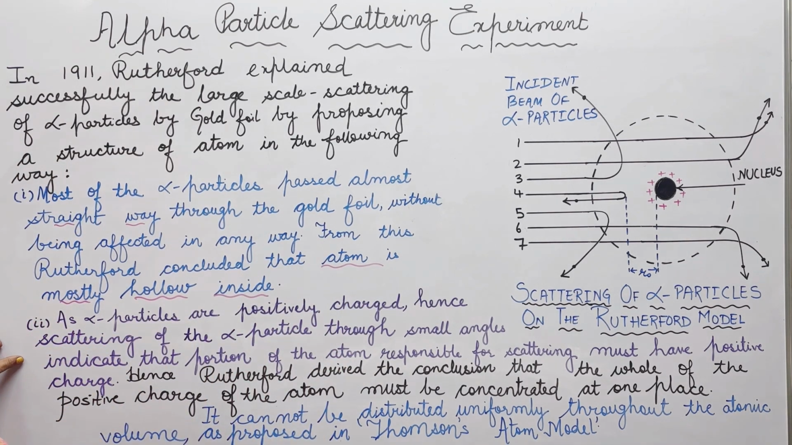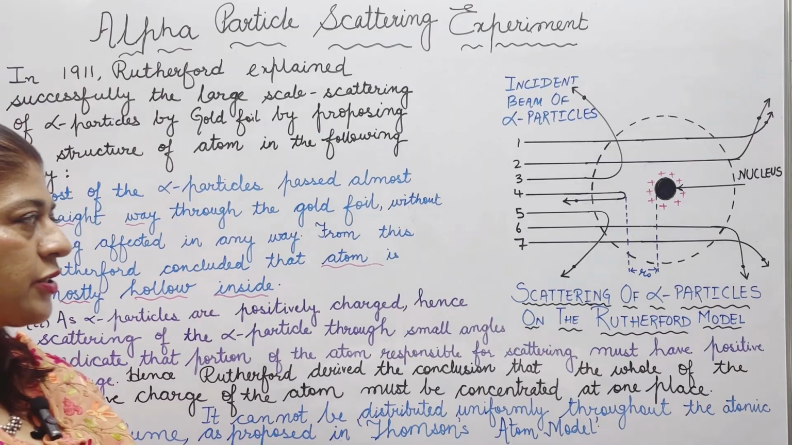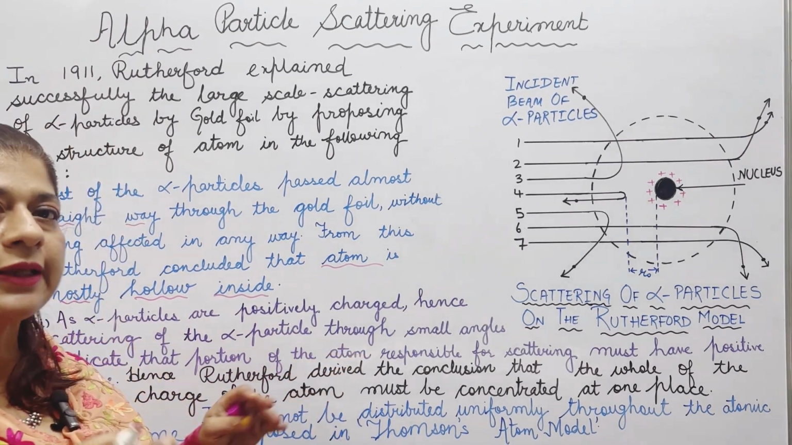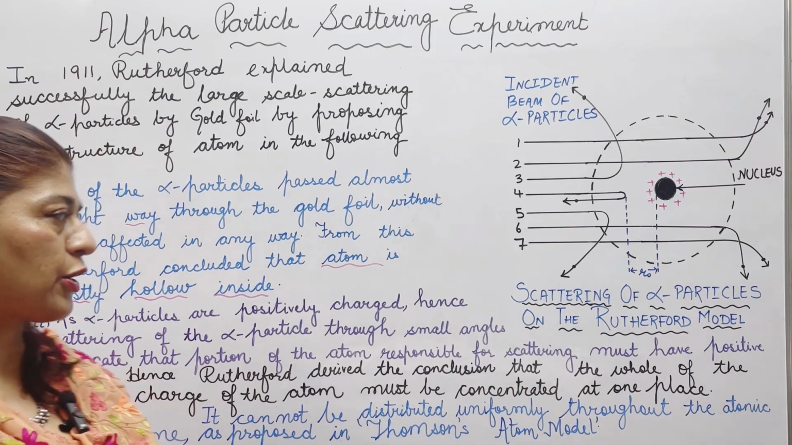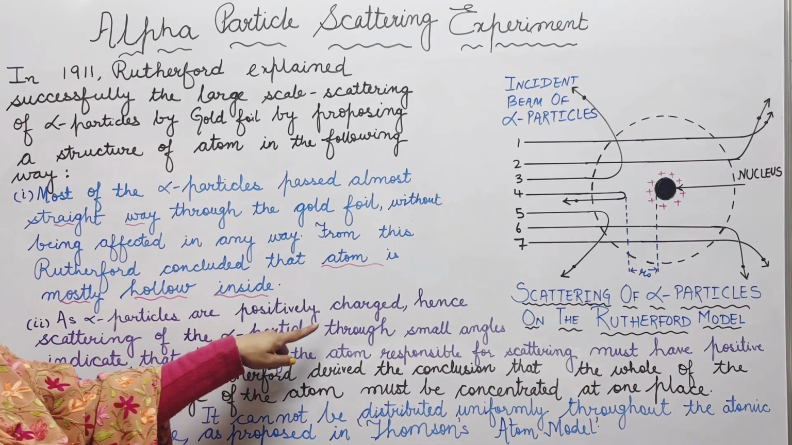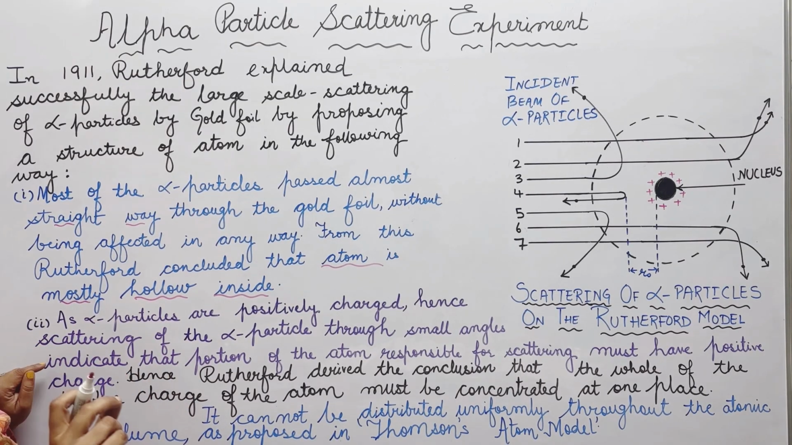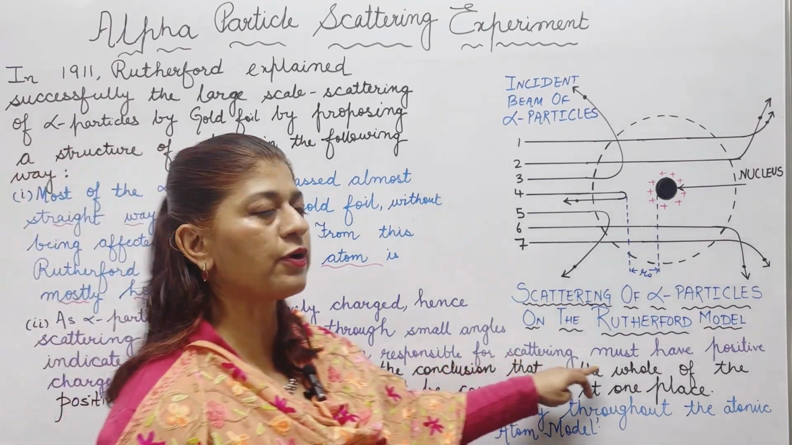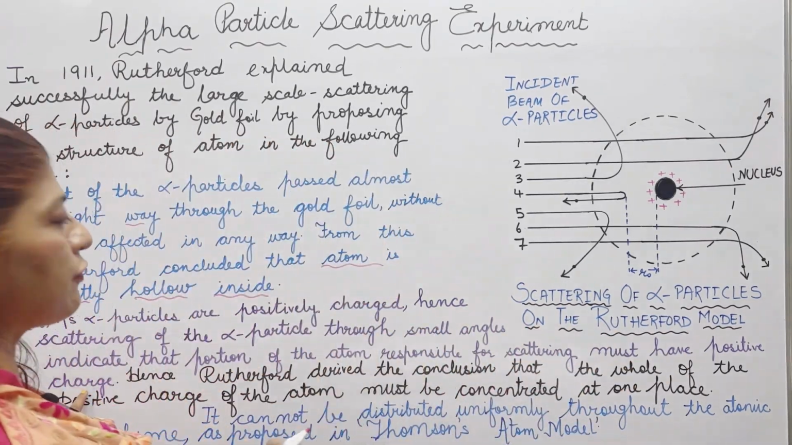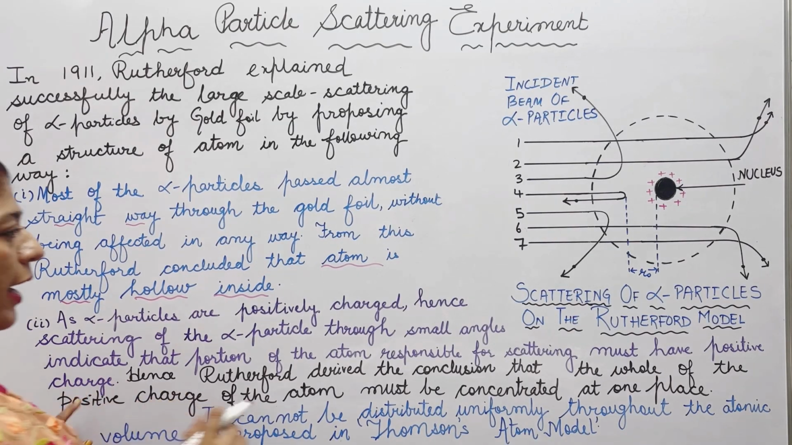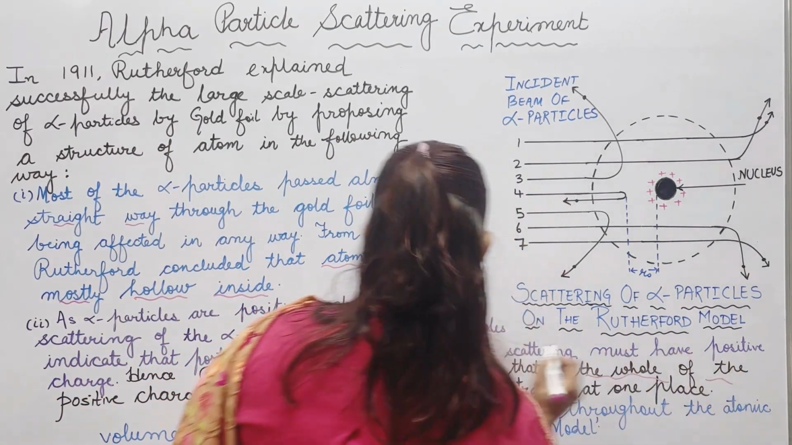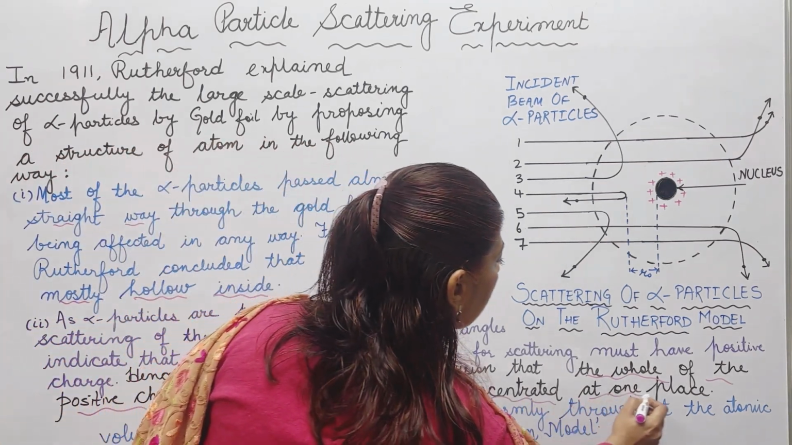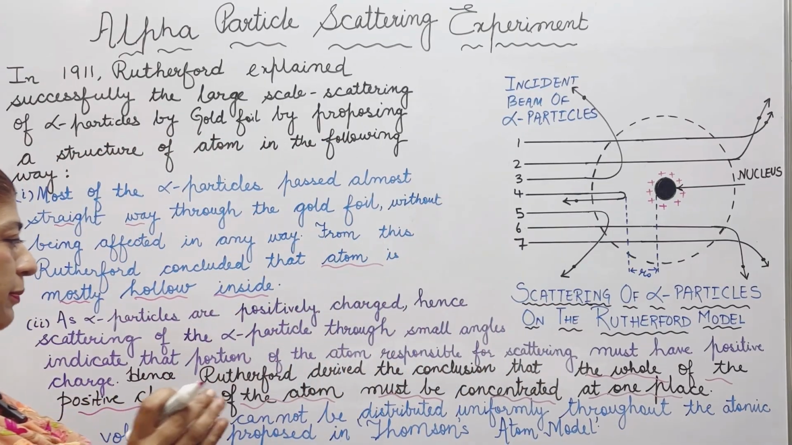Second thing is this: the alpha particles are positively charged, and when they are scattered through a very small angle, it suggests that they are getting scattered from positive charge only, as alpha particles are positively charged. Hence, scattering of the alpha particle through a small angle indicates that the portion of the atom responsible for scattering must have positive charge. From here, it is concluded that the whole of the positive charge of the atom must be concentrated at one very small place, at one place only.